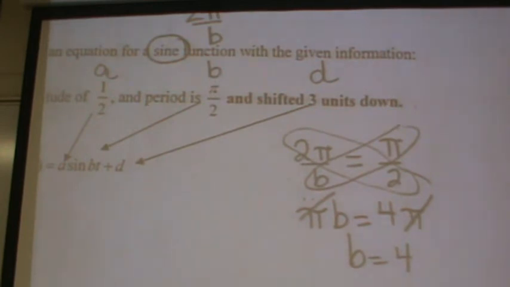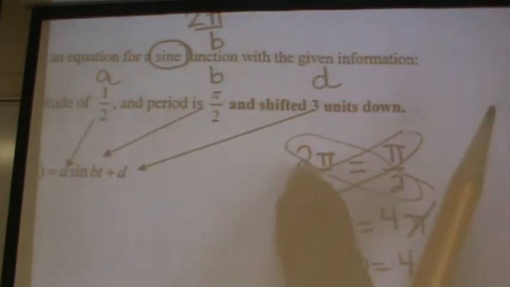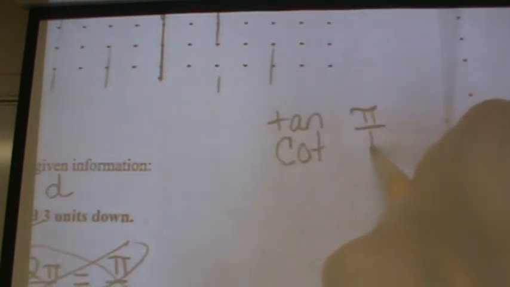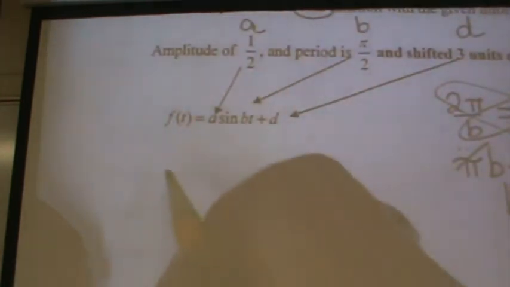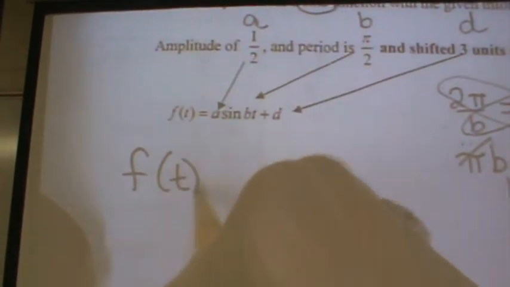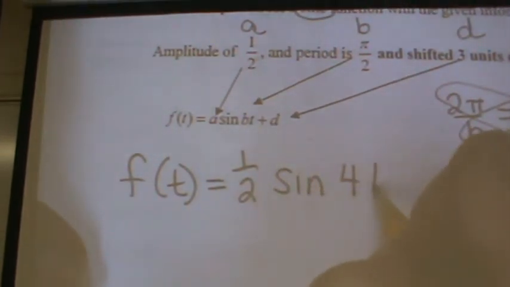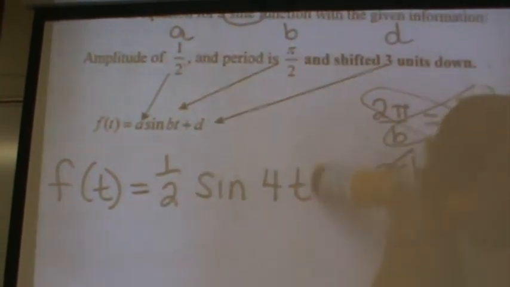So if it's a sine or a cosine equation, you will set 2 pi over B equal to whatever the period is and solve for B. If it's a tangent or cotangent, to find the B value, you do pi over B, and you set that to the period. So if it's sine or cosine, it's 2 pi over B. If it's tangent or cotangent, it's pi over B. So B is 4. So what would this equation be? F of t equals 1/2 sine 4t, minus 3, because it's 3 down.